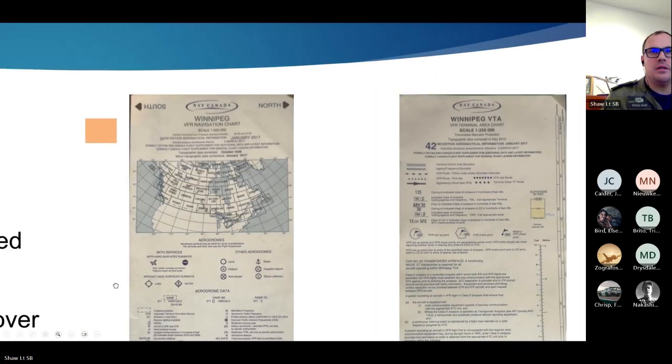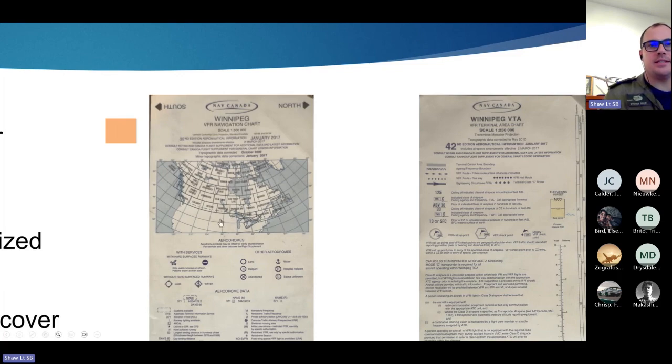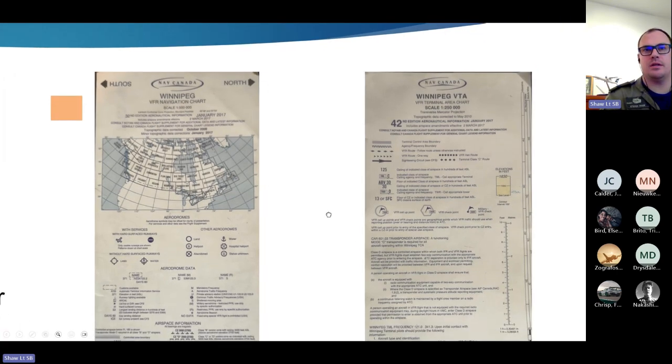There. So this is our VNC. You can see all the different VNCs that they have available to us. We've got Winnipeg, which is kind of bottom in the center. There's Regina, Flin Flon, Edmonton, Calgary, Prince George, Vancouver. Kitimat, I think, is the one out on the west coast. So those are the different VNCs that we have available to us.